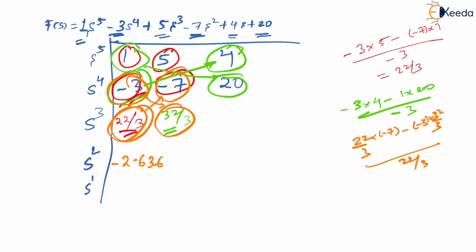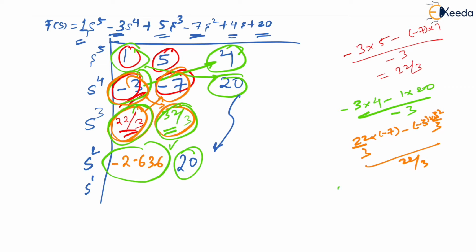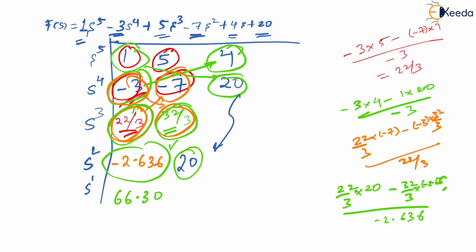What is s power 1? Yes. See, definitely this 20 will get copied here again, correct? Yes. Now what is s power 1? It is nothing but this into this minus this into this upon this, correct? Which means it becomes what? 22 by 3 into 20 minus 32 by 3 into minus 2.636 upon minus 2.636. If you solve this, you get the answer to be equal to 66.30. And yes, at s power 0, what will happen? This 20 will get copied here.